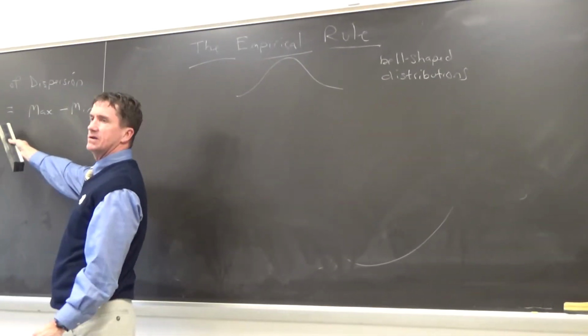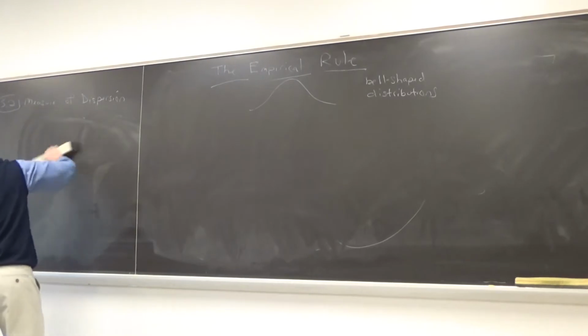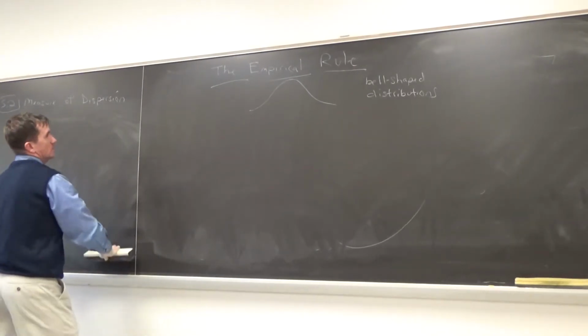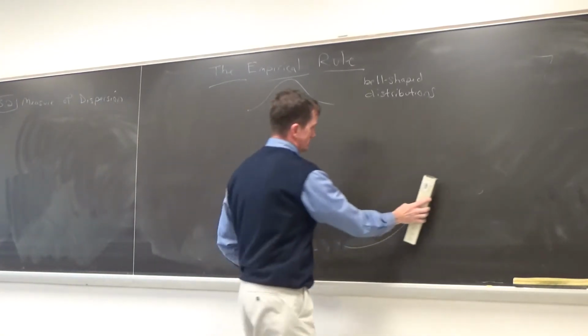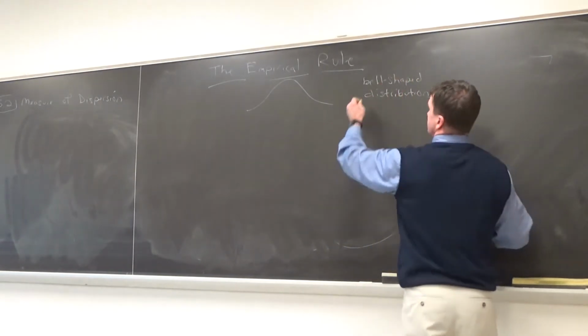Can I erase the range formula? That's easy, right? Max minus min. Well, the empirical rule deals with bell-shaped distributions. What is the empirical rule? It's 3 numbers. Here they are.